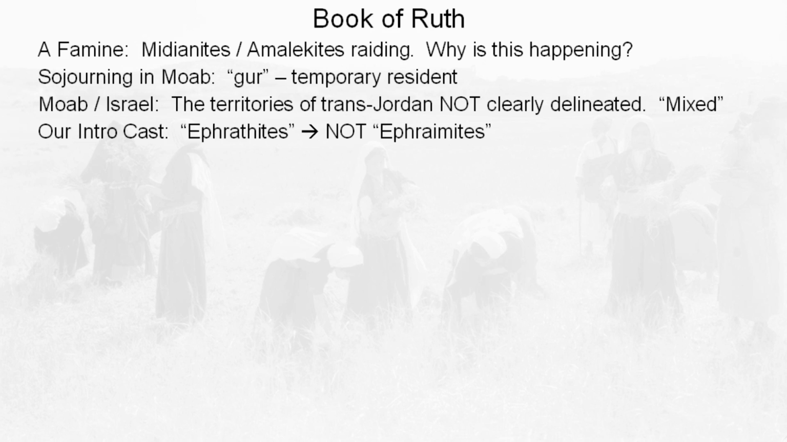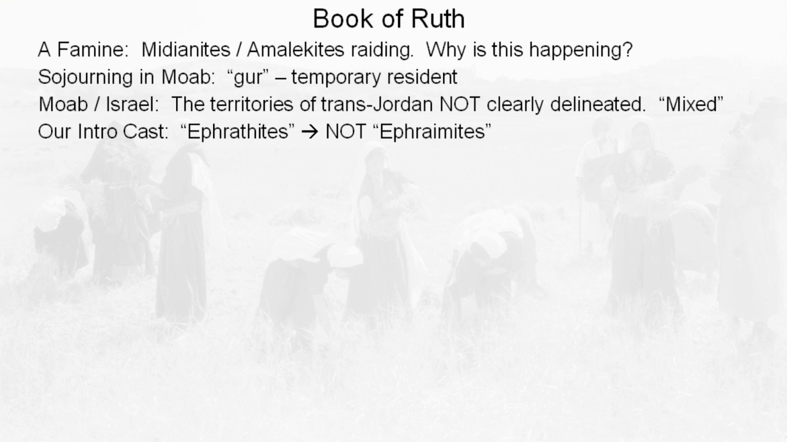So this is not saying these are Ephraimites who are living in the land of Judah. It's basically saying that the clan of Elimelech, whom Boaz is a part of, has a bit of a nickname. They are called Ephrathites because they are wealthy, because they own a lot of land and they grow a lot of crops. So they are nicknamed the Ephrathites. It's not connected with Ephraim at all.